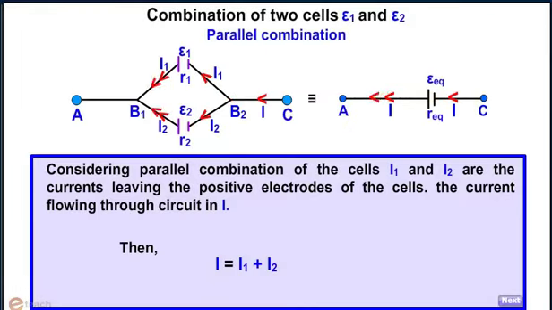Cells can be connected in parallel also. Here also we can find the equivalent EMF and resistance between points B1 and B2 by simple calculation. Considering a parallel combination of the cells, I1 and I2 are the currents leaving the positive electrodes of the cells, and the current flowing through the circuit is I. Then I equals I1 plus I2.